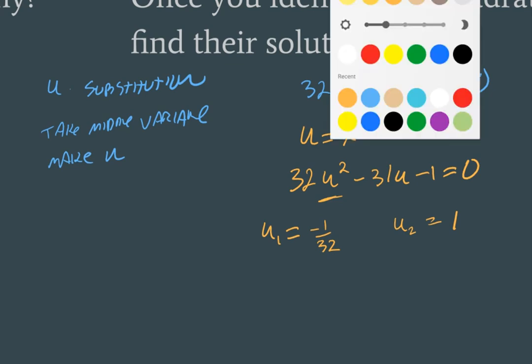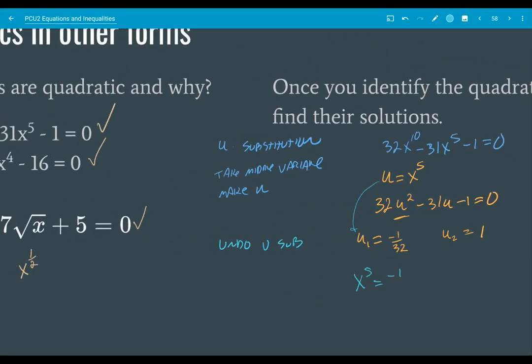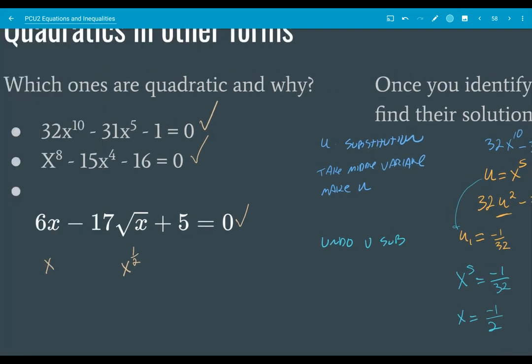So next, we undo the u substitution. So we have x to the 5th equals negative 1 over 32, and x to the 5th equals 1. And then we solve. So we get x equal to 1, and we get x equal to negative 1/2. Yes, so there are your solutions. You can look at the others and do the same thing.